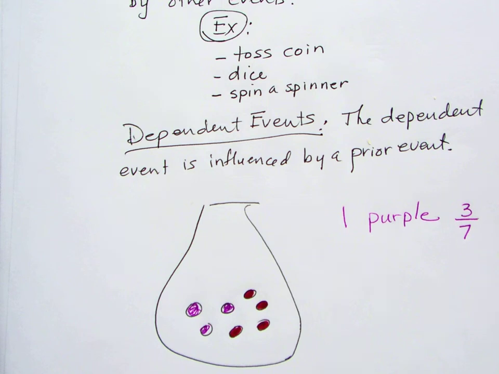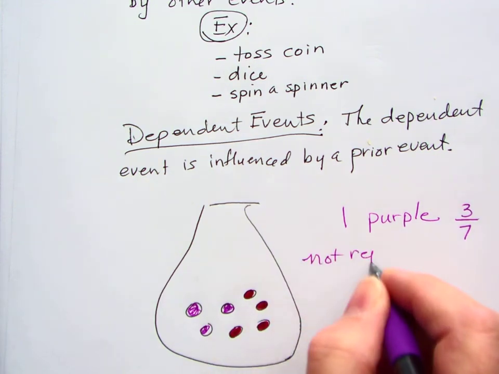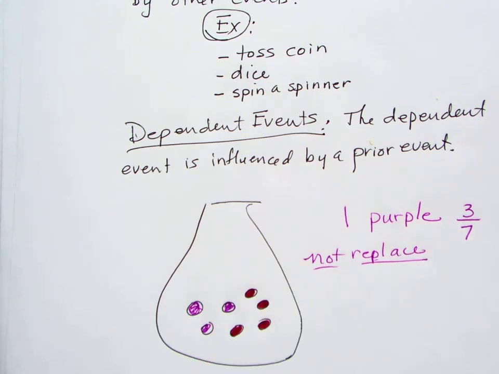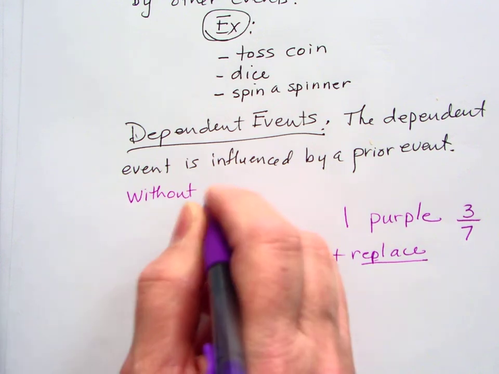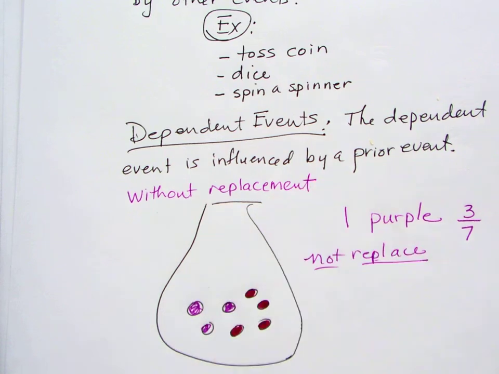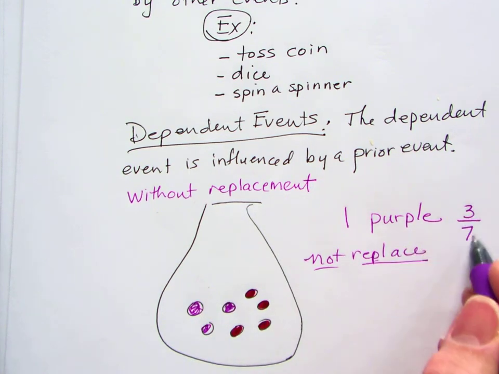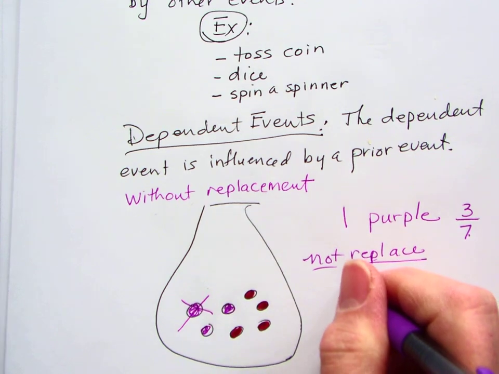But now, if I choose to not replace that purple, this is called without replacement. That's a big key word in dependent events. Without replacement. That means you don't put it back in the bag. So to get one purple out of there, it was 3 out of 7. Okay, purple gone. Now what's the chance I'm going to get another purple? 2 out of 6. That is correct.